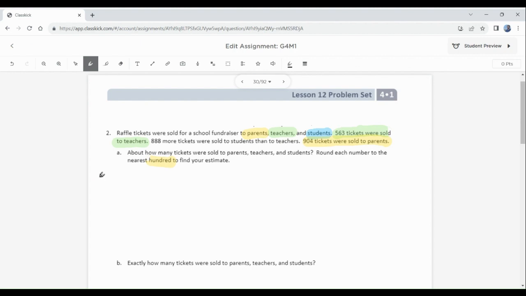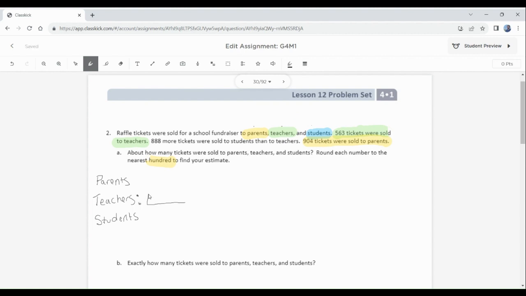So we'll start with parents. And then we will look at teachers. And down here we have students. And again, using a tape diagram to sort of illustrate this is probably a really good strategy to help us visualize some tricky phrasing here. So 563 tickets were sold to teachers. Okay, so we know how many were sold to teachers.